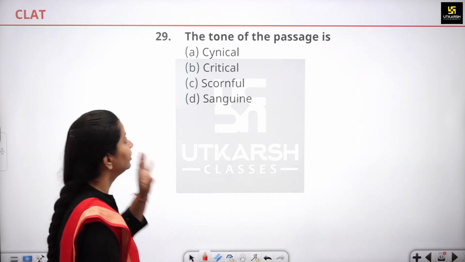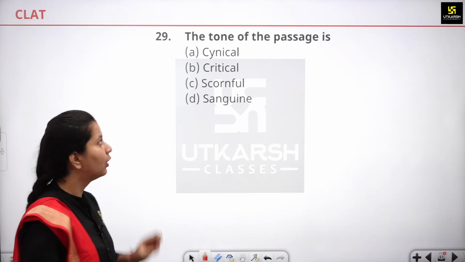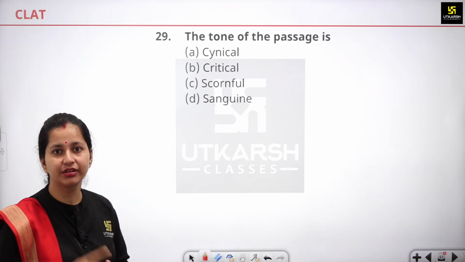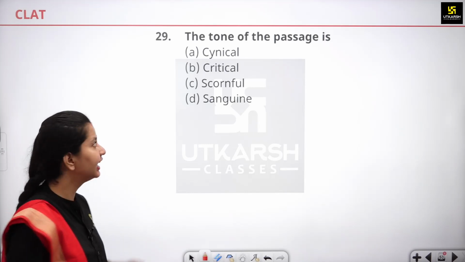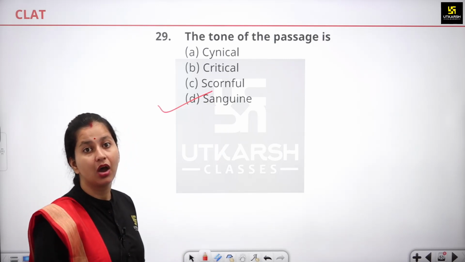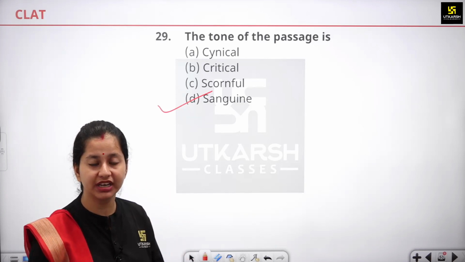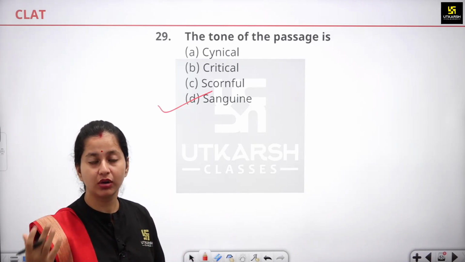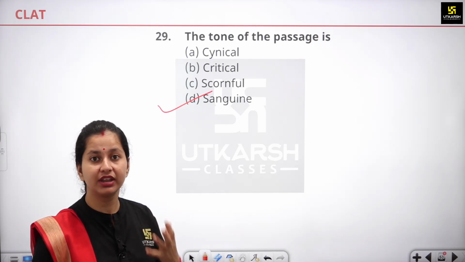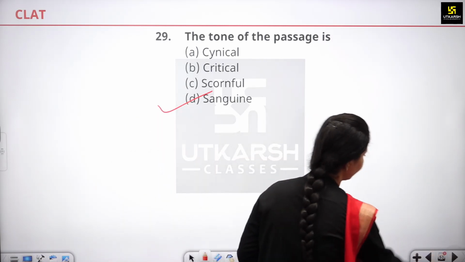Next question, the tone of the passage here is whether it is cynical, whether it is critical, whether it is scornful or whether it is sanguine. cynical है, critical है, sanguine है या फिर scornful है. तो यहाँ पर लास्ट में अगर हमने देखा तो लास्ट में सैंग्विन ज़्यादा नज़र आया, क्योंकि उसने बोला कि हमें एक ऑप्टिमिज्म के लिए रूम होना चाहिए. There is always a room for optimism. It means that we should be optimistic that gig economy has a future. So we can say that it was a sanguine passage.